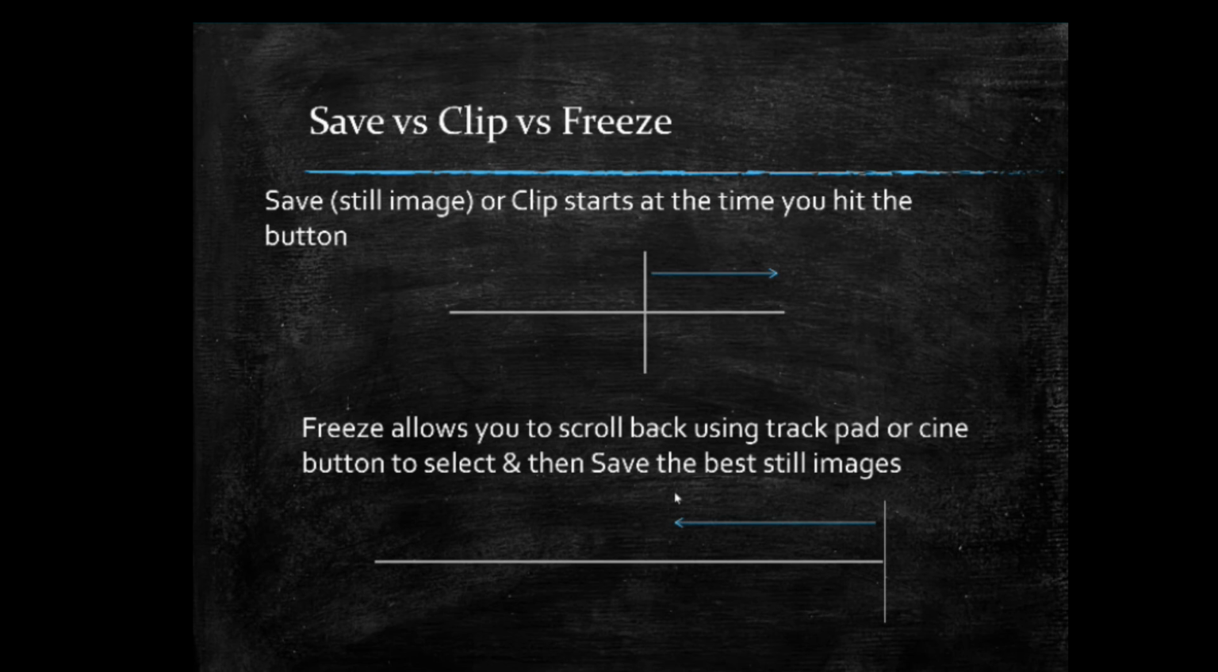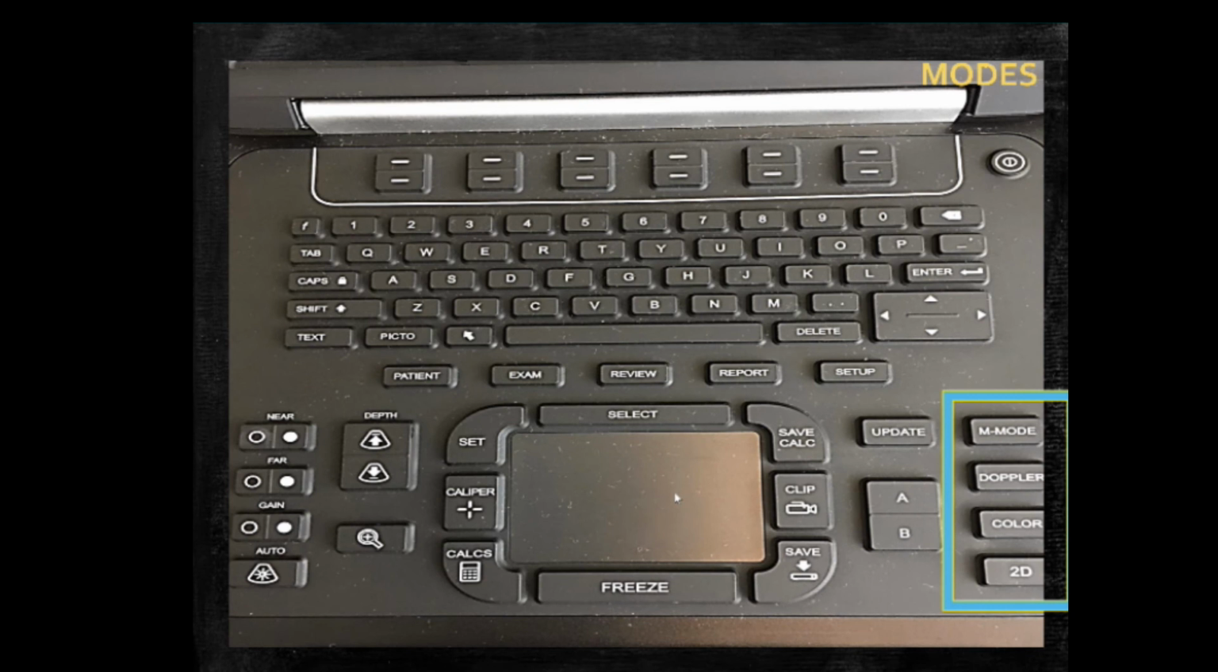Freeze is a really useful function. So let's say you're imaging something and you had a really perfect image, you can actually hit the freeze button, and now you are able to scroll back in time to the exact perfect image that you had. That gives you an ability to track back over about 6 seconds usually, to find the image that's perfect, and then you can hit save on the image that you like.